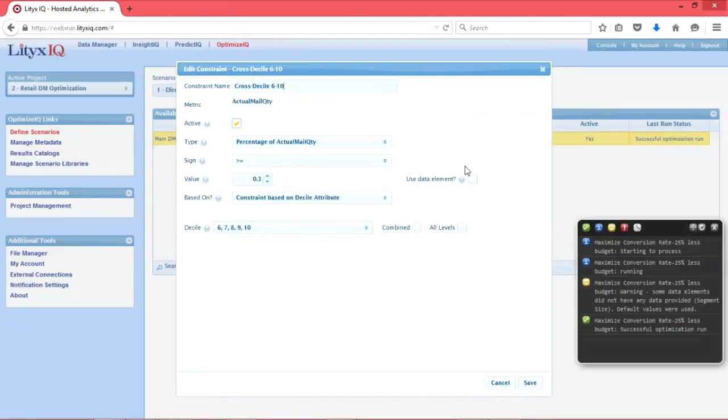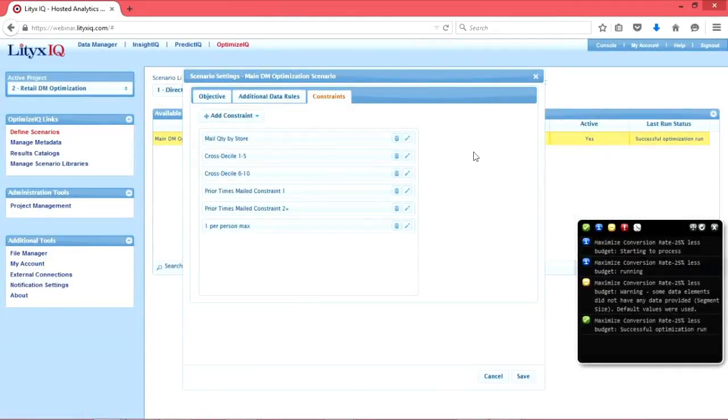Same thing for deciles 6 through 10, but we're not putting as much effort or as much testing into those. So same idea, deciles 6 through 10 here, but let's only ensure that 0.3% of our overall mail quantity goes into each of those deciles. It's very easy to control and ensure that at least some of the mail quantity, the mail plan, hits lower deciles.